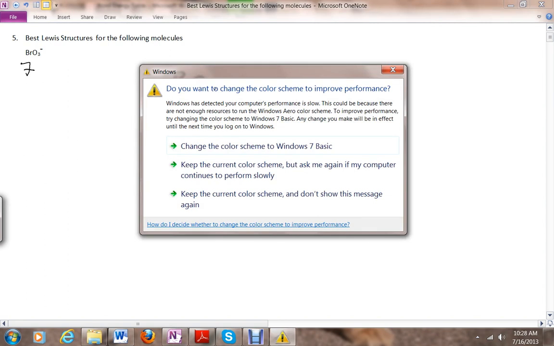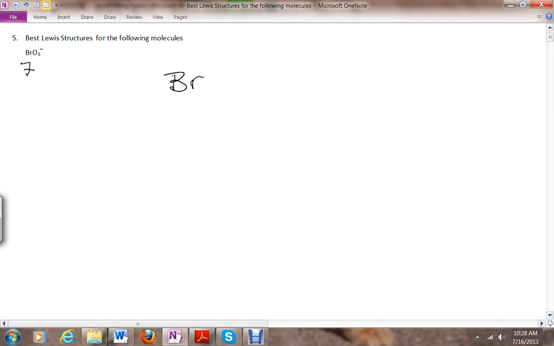So you got here bromine, and you got one, two, and three oxygens. It doesn't matter how you do it. So the valence electrons are going to be 7 plus 6, 6 and 6, which is 18. Plus one electron, because as you can see here, it has one negative charge. So this is going to be 18 plus 7, 25, plus 1, 26.